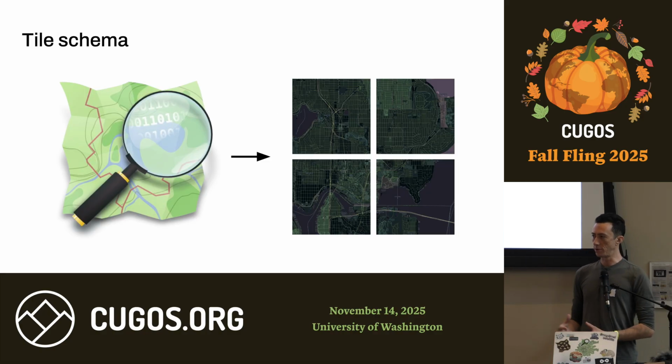So there's kind of two steps to this process of making these tiled web maps. The first is to take the OpenStreetMap dataset and convert it into vector tiles. And that's the part that is the responsibility of the tile schema and the code that implements that schema.